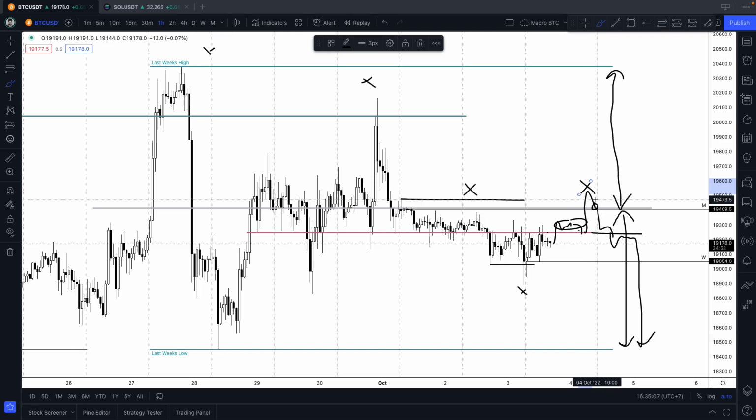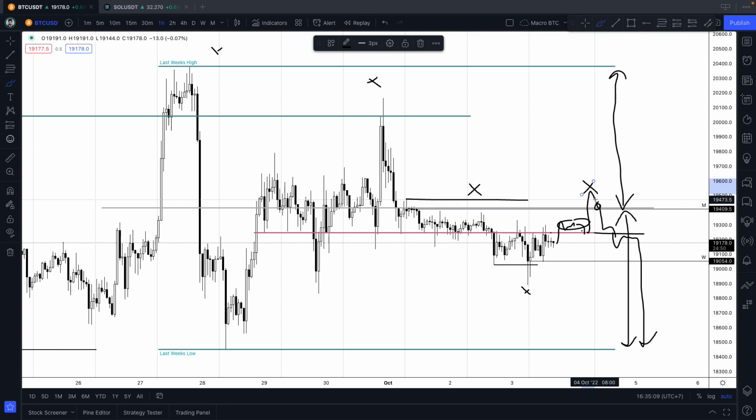I don't have an opinion on Ethereum yet. Not too sure. We're going to wait for the market to give us a Monday range to work with.